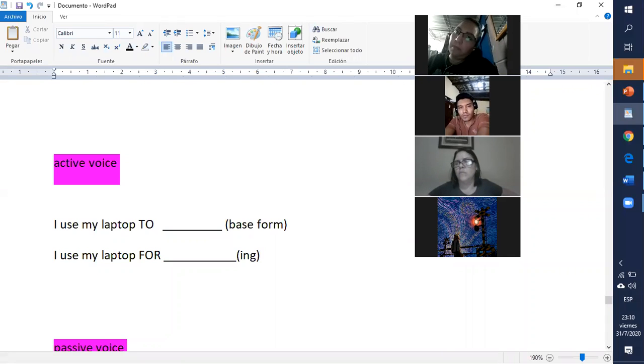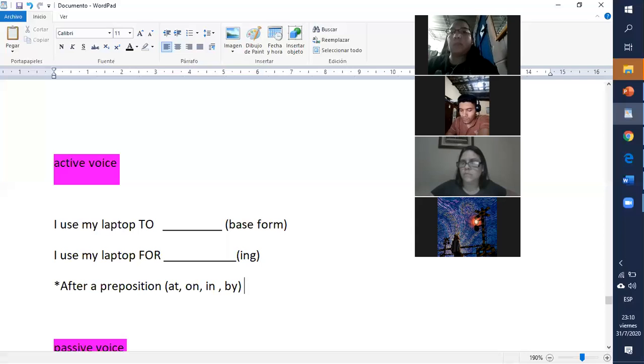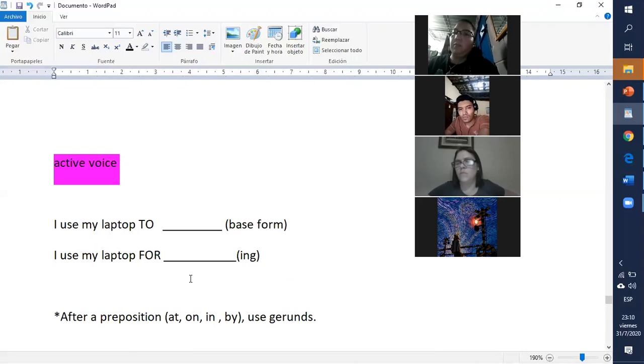Okay, a general rule is that whenever you say a preposition and you have a verb, you always have to write ing, okay? So that's a general rule. It's not only applicable for this situation. Look, after a preposition, prepositions are, for example, at, on, in, by, etc. Use gerunds. This is a general rule for everything, okay? That is the reason why we're using ing in this case. So it's very simple.